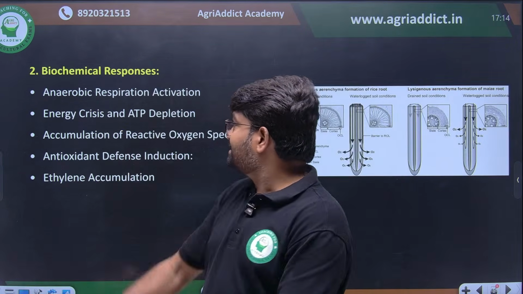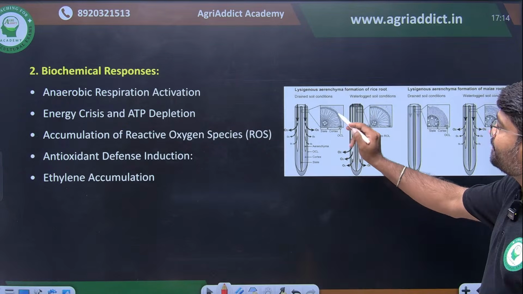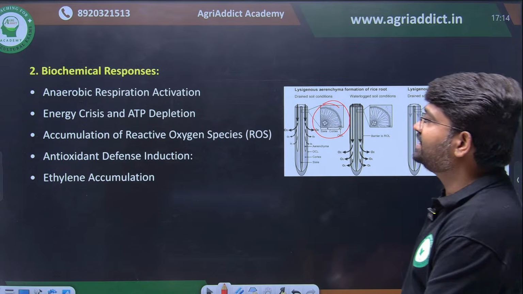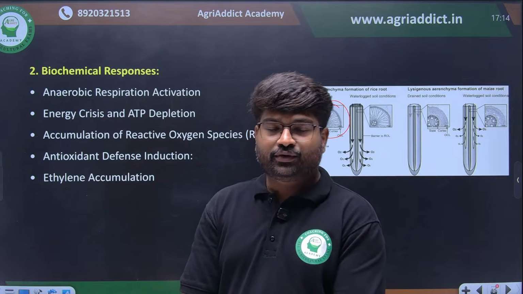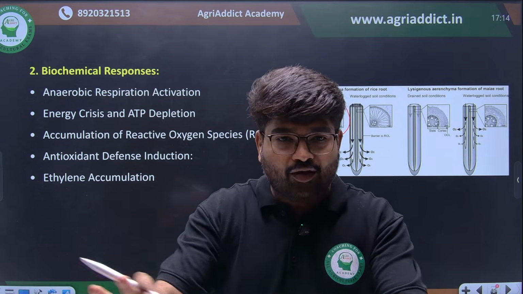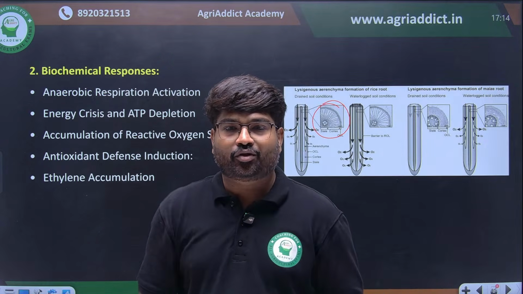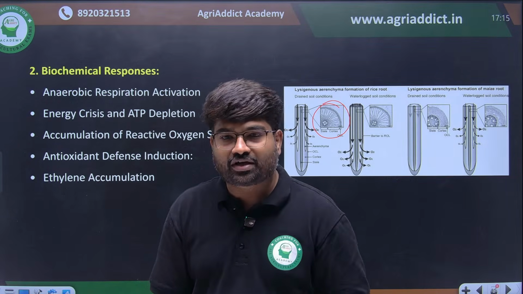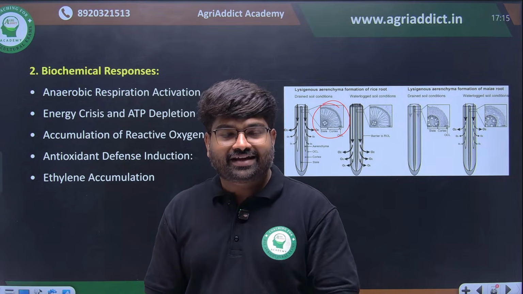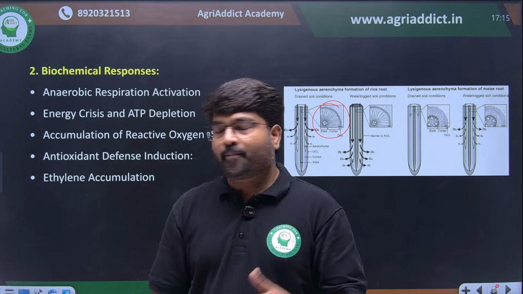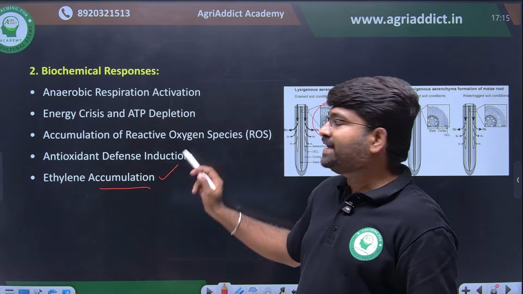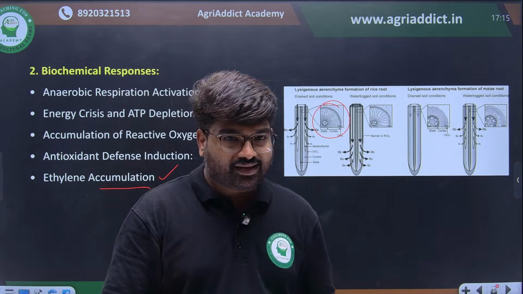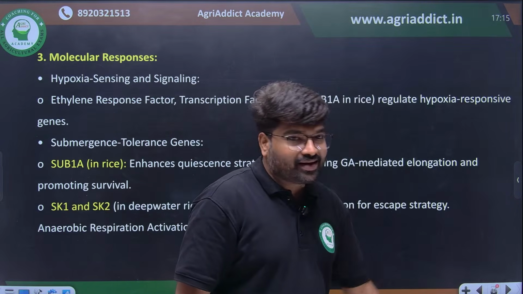If you see, this is the diagram you just see here. Parenchyma tissue is formed during the waterlogged condition. Then biochemical response: because of anaerobic condition, lactic acid accumulation will be more. Apart from that, ROS production also will be there. Then antioxidant accumulation will be there. Apart from that, ethylene accumulation will be highly enhanced during flooding condition. These are the key important biochemical responses.